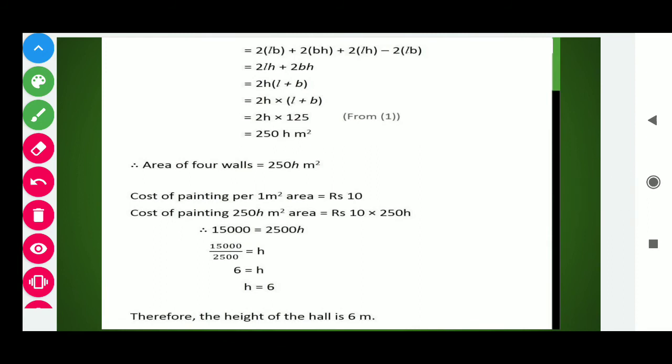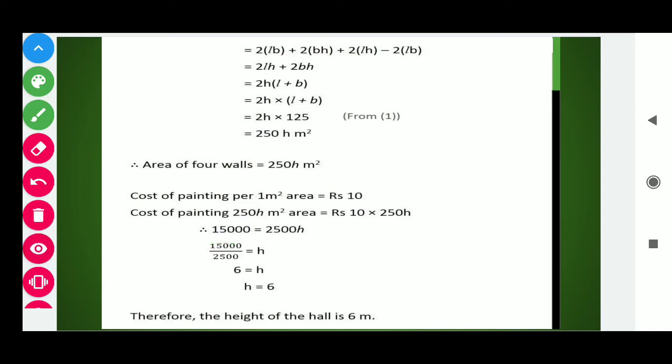But students, in this question the cost of painting 1 square meter area is given as rupees 10. So the cost of painting 250H square meter area is rupees 10 into 250H. And students, in this statement, the total cost is given as 15,000. So by equating these two, we get the height is equal to 6 meters.